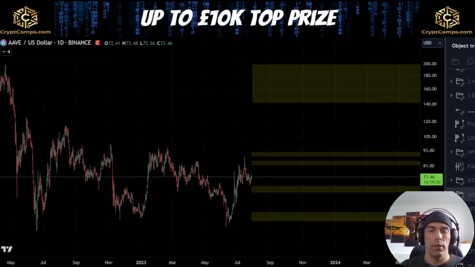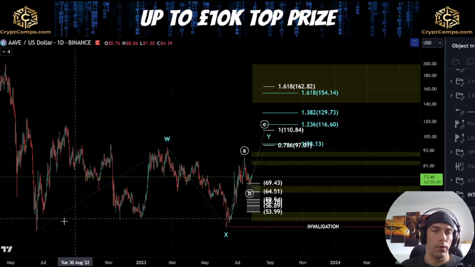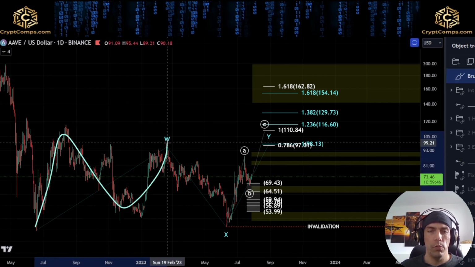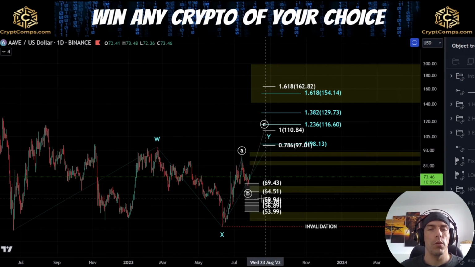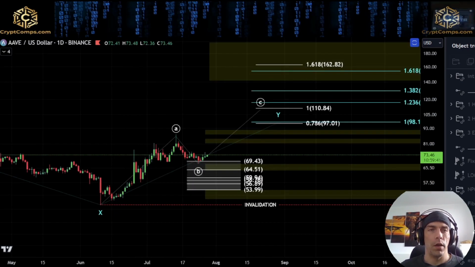Now, if we are looking at this slightly differently, we could also argue that this structure here is a W wave. Here we have an X, and then we're looking for this as a bigger ABC pattern. So we're going to go into this idea here, and we're going to come in a bit closer.